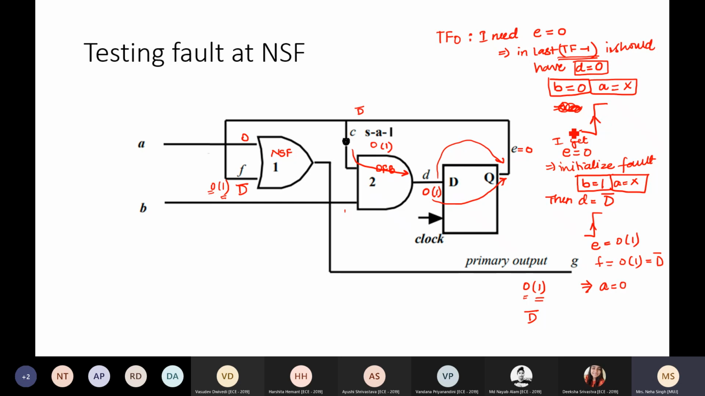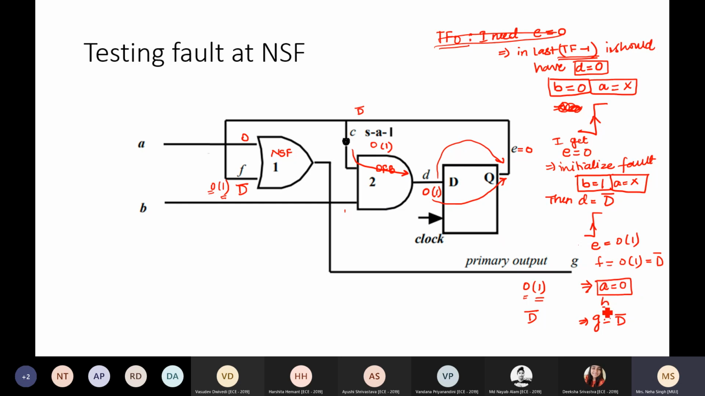It means how many cycles did I use? I used 3 cycles. First, I started with TF0. I expected to analyze the output, but here I am not analyzing the output, right? So this was a false assumption. But when this cycle continued, I analyzed my fault here. If I put A equal to 0, I observed my primary output G as D bar. But this is sure I have put A equal to 0.